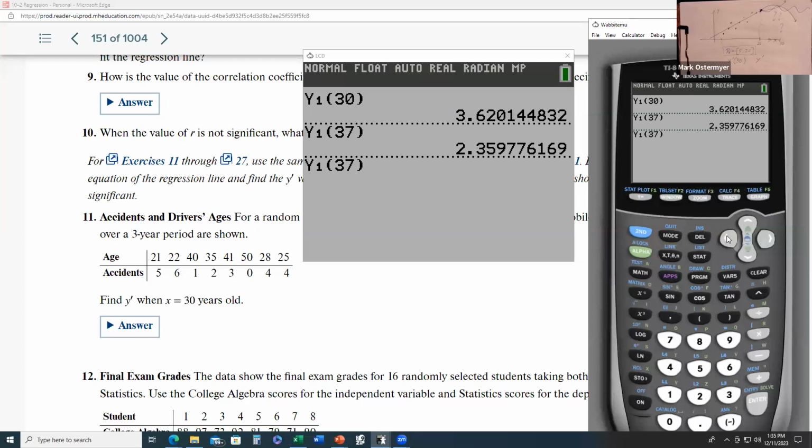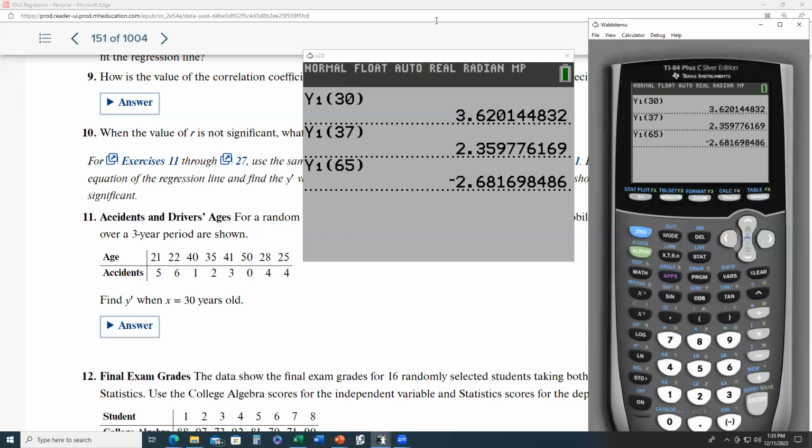And suppose we had somebody that was, now, would you have much faith in this prediction if I wanted to know how many accidents a 65-year-old would have? Why or why not? 65's not in the range there. Yeah, 65 is way outside of the range of the X values that were used to build this linear regression model here. And because of that, you would not have much faith in going outside of that range and trying to make a prediction, because we don't know for sure if after X equals 50 years of age, this relationship continues to be linear.